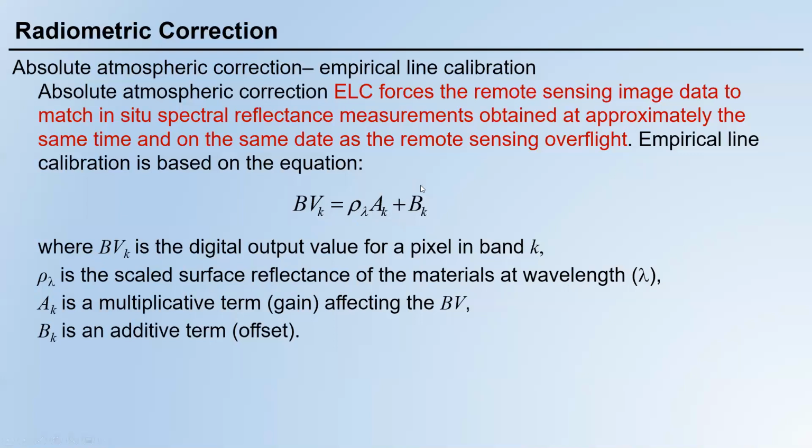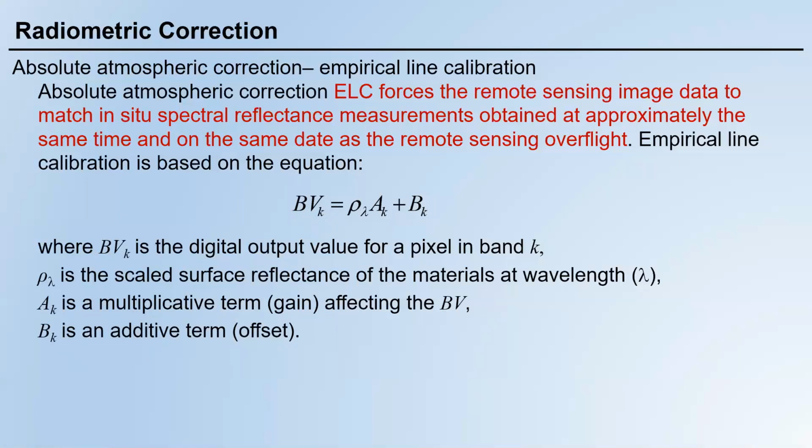So here the important parameters are AK and BK, because you're going to use AK to multiply the original pixel value and add this bias BK to get the corrected value, right? So AK is a multiplicative term, or we call it gain, affecting the BV. It should be BVK, right? And BK is an additive term. Sometimes we call it bias or bias term, or simply offset.